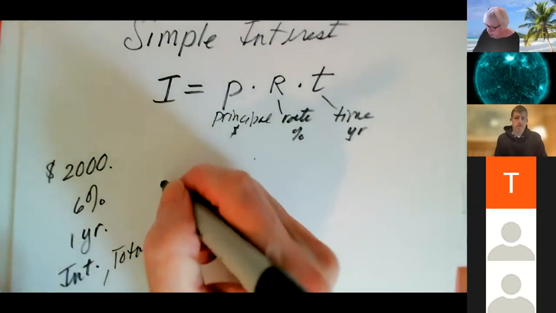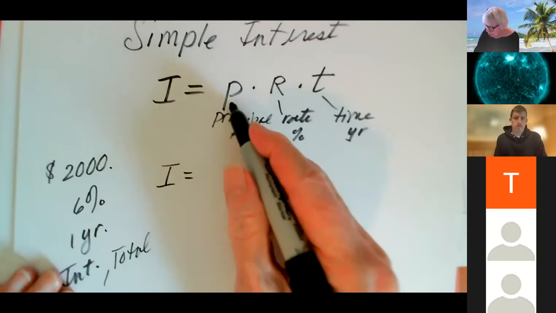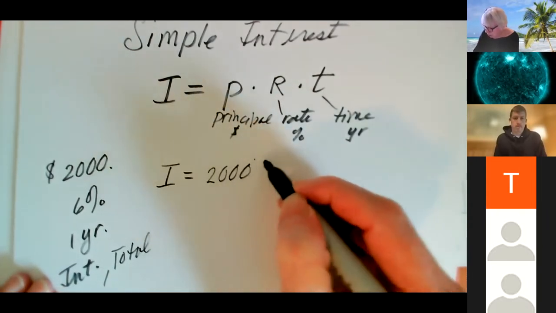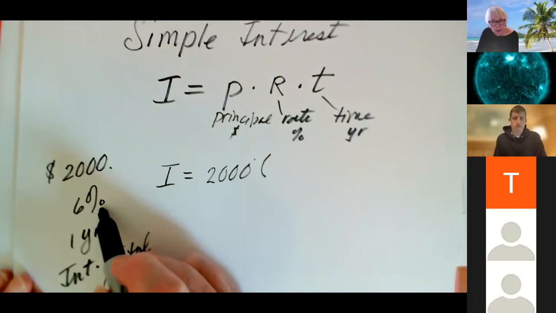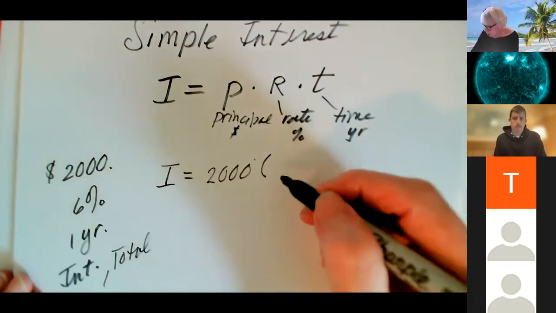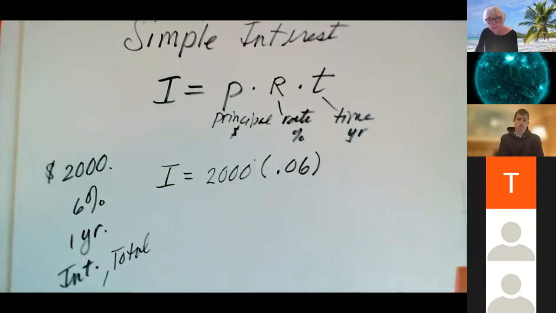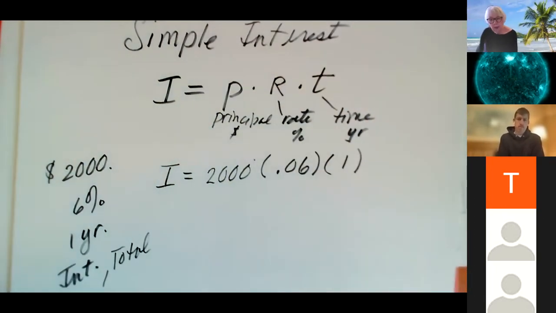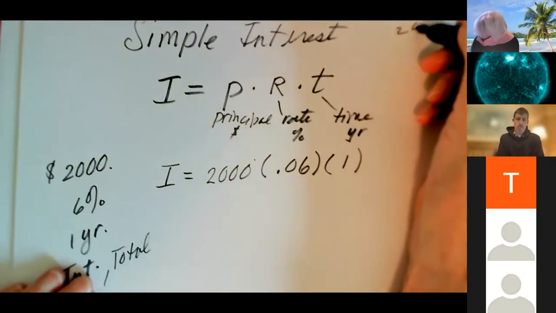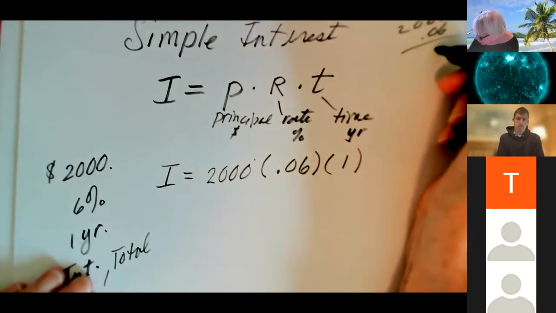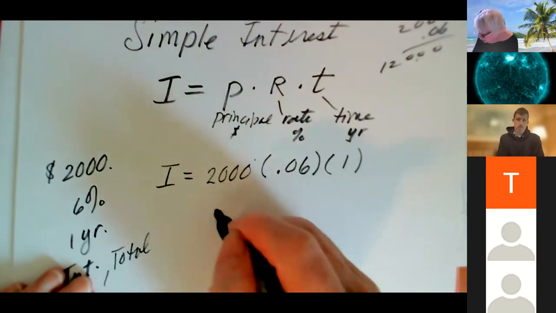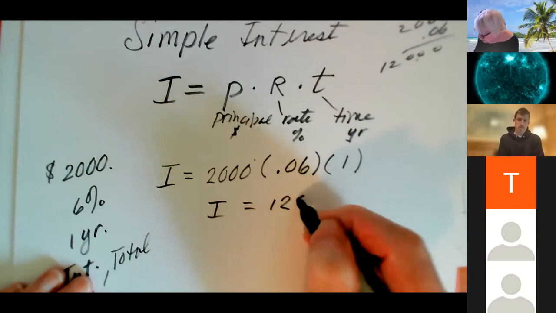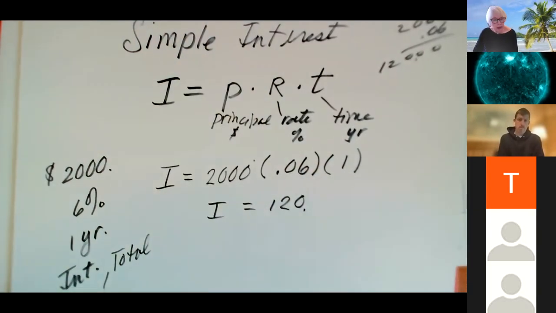Okay. Here's the formula. Principal was $2,000. The rate was 6%, and I'm going to immediately make it a decimal, because I know I can't multiply by 6. I have to multiply by 0.06. And then the time, of course, was 1 year. So when you multiply these numbers, 2000 times 0.06 times 1, 2, 3, 12, it's $120. So if they ask for the interest, you would say $120.